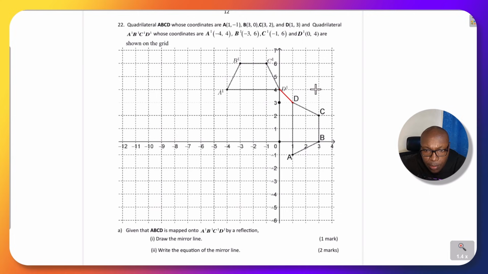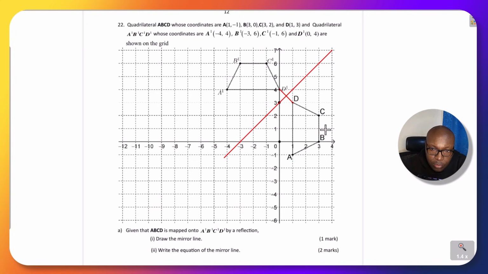You can choose any other point, A prime. I'm choosing this one because this is the easiest. Then when you draw a line that passes through, you can do this by actual construction. I noticed the moment I draw it like this, it will still serve the purpose when I draw it like that. So that should be the mirror line.